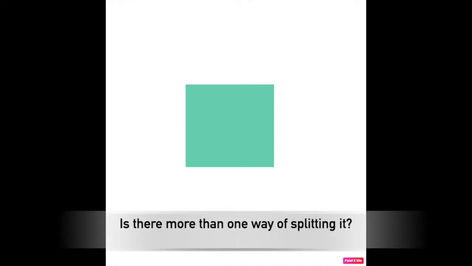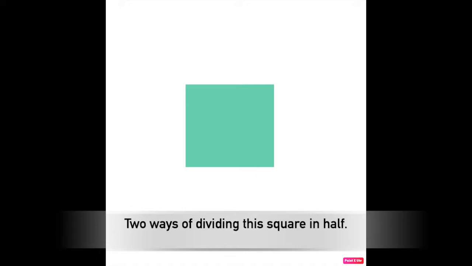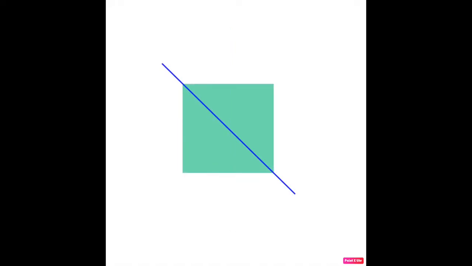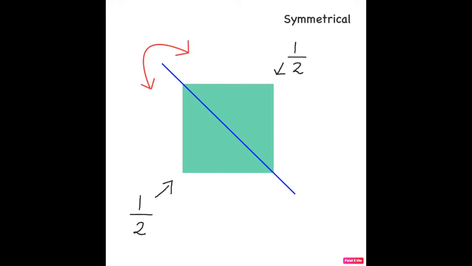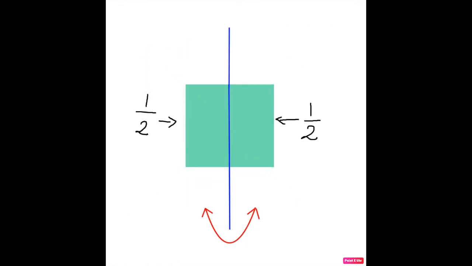Now let's try it with a square. Where is the line of symmetry in a square? Is there only one way of splitting the square equally into two parts, or is there more than one way of splitting it? Well done! There are two ways of dividing this square in half. This is one way, and this is the other way. Each time, the sides of the shape are examples of halves because they are always one of two equal parts. Good job, guys!